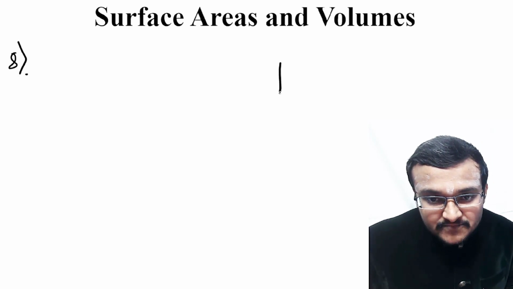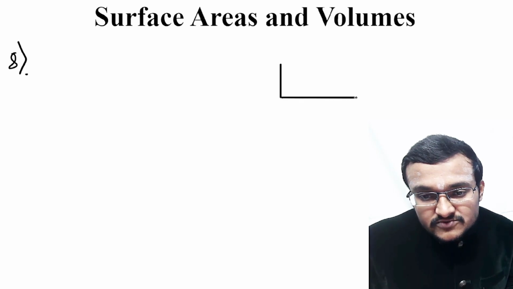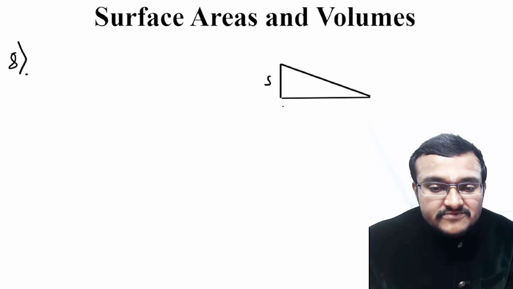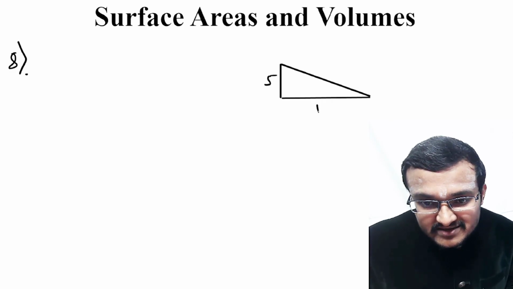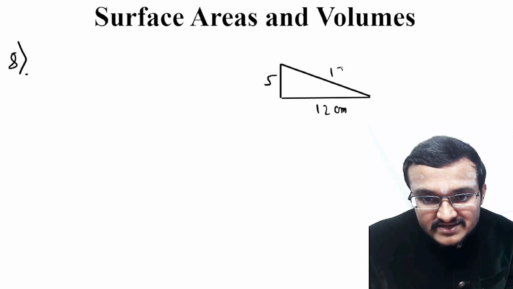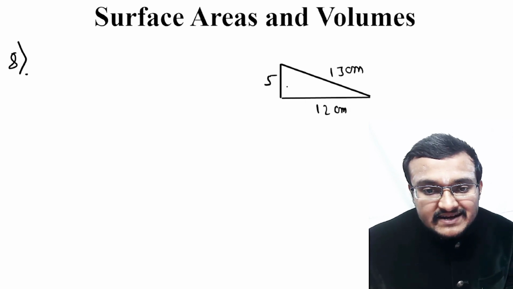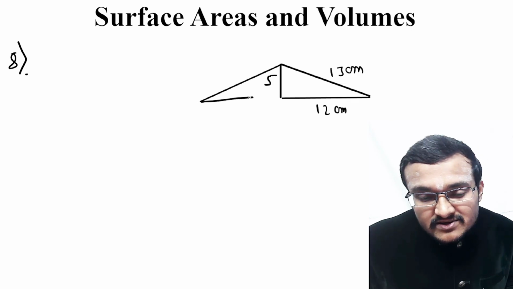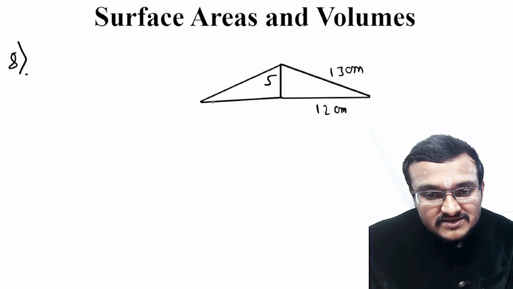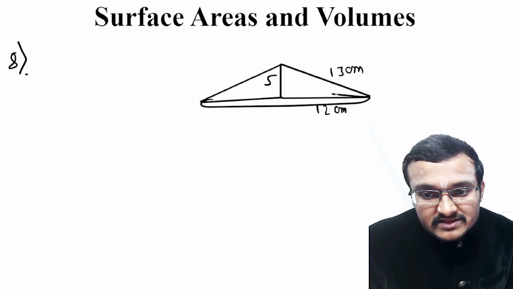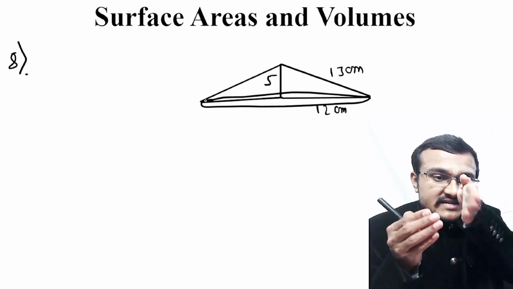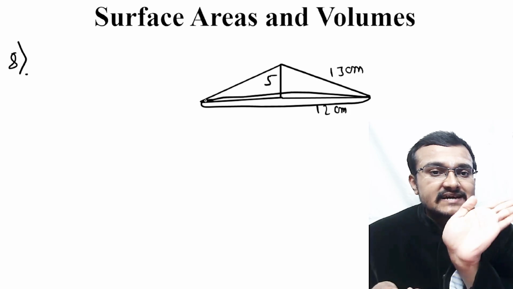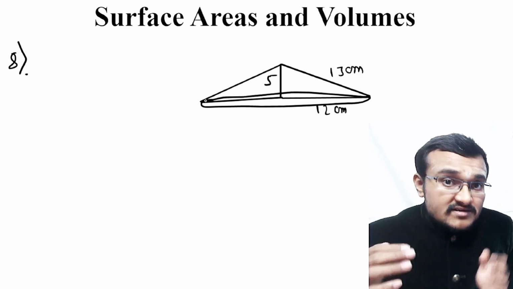So we have to draw a triangle like this where 5 centimeter acts as the height of this triangle and 12 centimeter will be the base. This 13 centimeter is the hypotenuse of this right angle triangle. Now on this 5 centimeter axis, you have to rotate the triangle. If you do that, you'll get a cone in this particular shape. So the triangle is getting revolved like this along the 5 centimeter axis, and when it revolves, it is forming a cone.